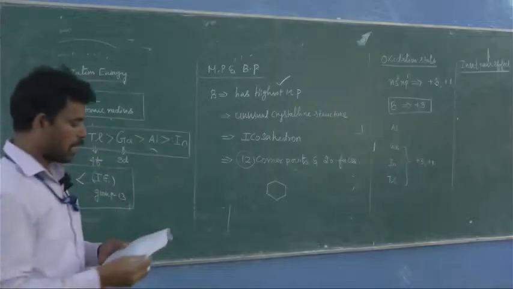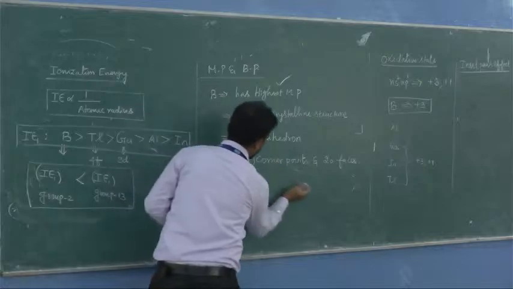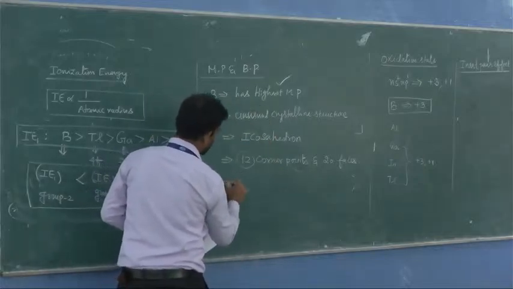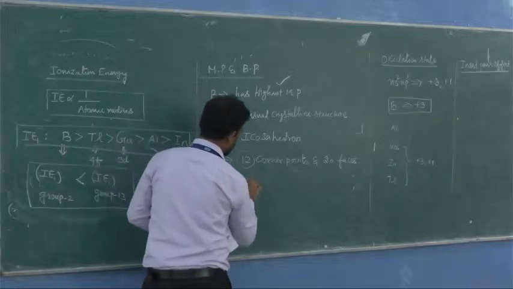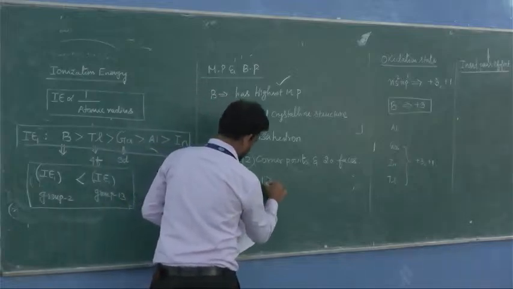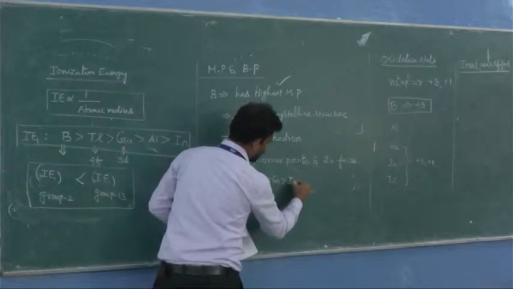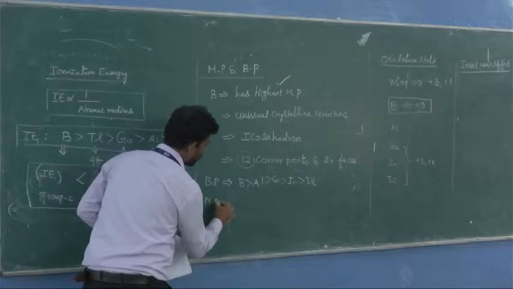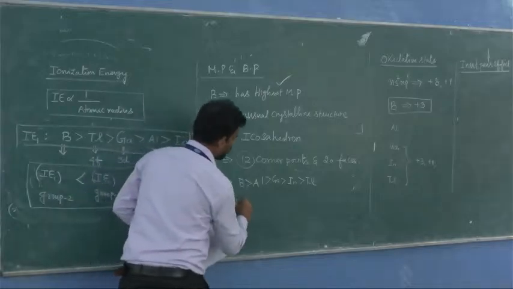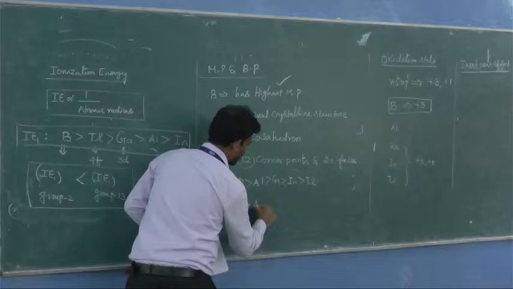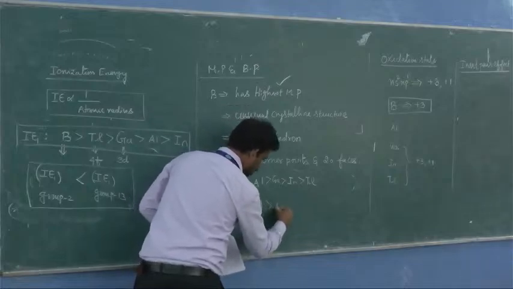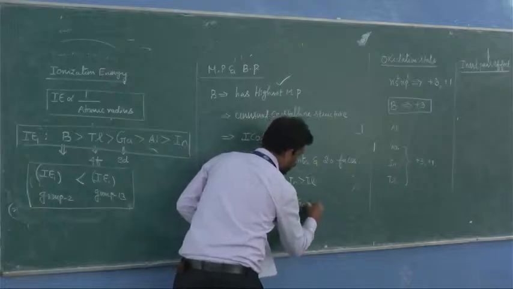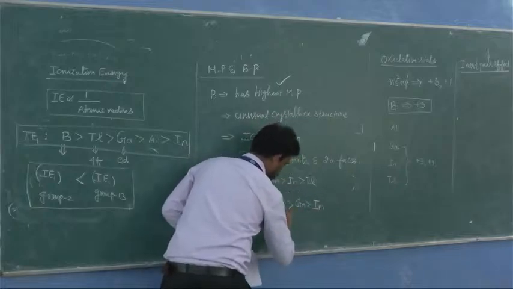Is it clear? Next, note the boiling and melting point order. Boiling point order: boron, aluminum, gallium, indium and thallium. Melting point order: of course boron has the highest melting and boiling point. Aluminum, please note this, then a chain: thallium followed by gallium and indium. Please note this.